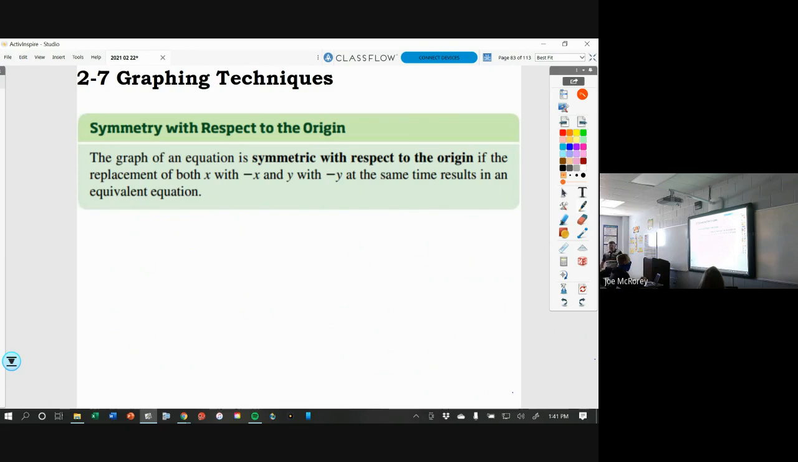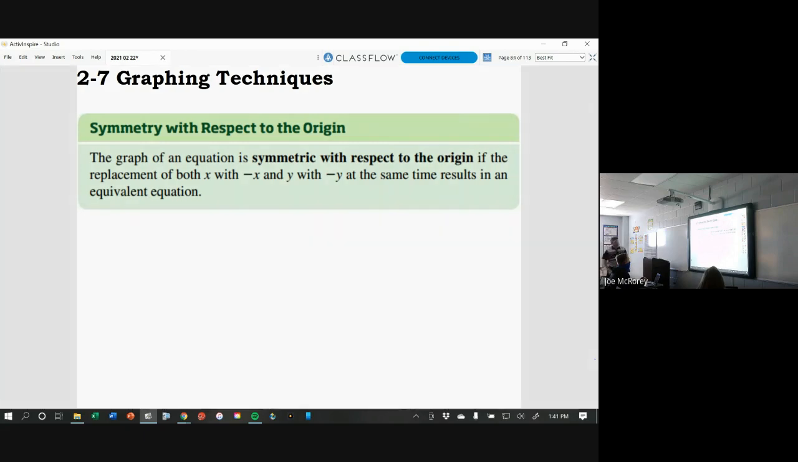What about that circle? If we plugged x in, we found out it worked. If we plugged y in, it worked. Is a circle that has the center at the origin going to be symmetric about that point? Yeah. Okay?